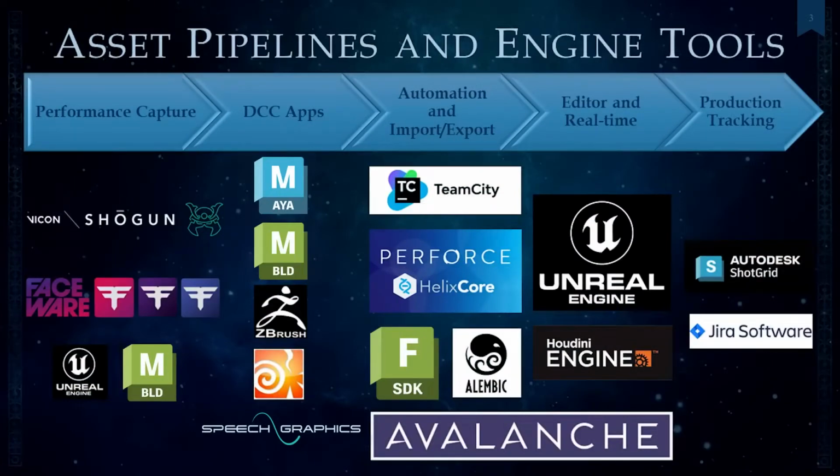First of all, in the asset pipeline and engine tools, we're going to give you an overview of what tools and applications we use to create the game. We're going to start from the performance capture all the way to the production tracking. In the performance capture, we use Vicon, a state-of-the-art facility, we use Faceware for facial capture, and we use Unreal and Mobu for live previewing on our set.